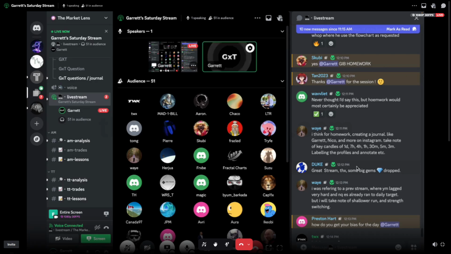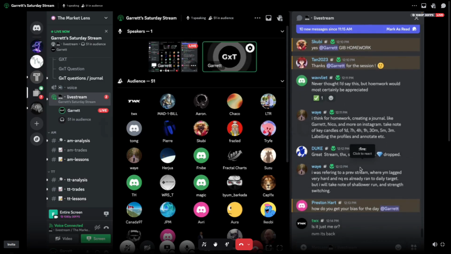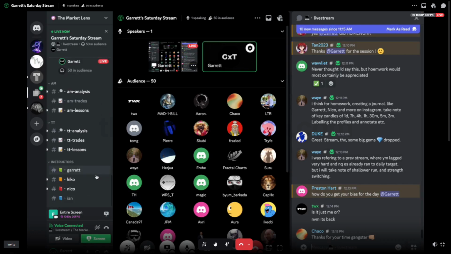Creating a journal like Garrett, Nico, and more on Instagram. Take notes. Yeah, you always want to journal and take pictures of all the time frames. You don't have to do it like Figma like we do. It's more for aesthetic on Instagram and stuff, but just make sure you take pictures of all the time frames. And if you guys look at this example, this is how I journal.